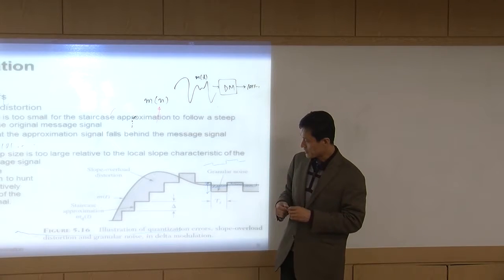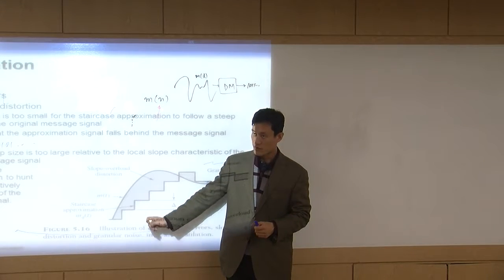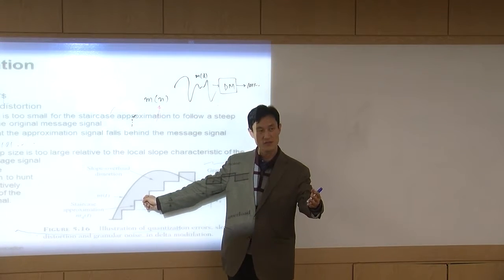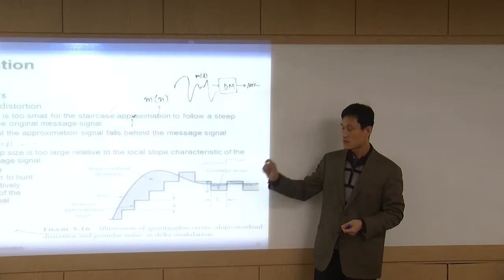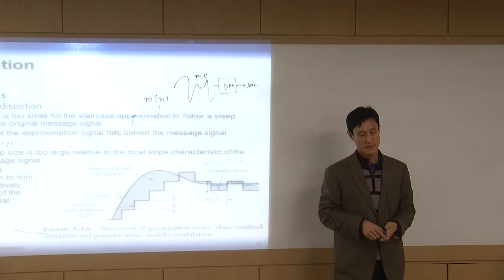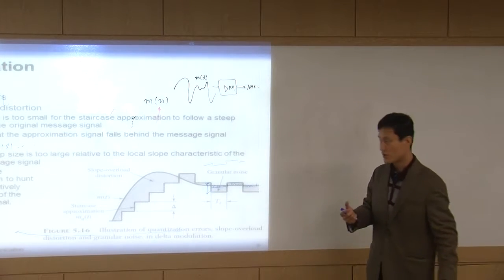So putting together, what you need to do is you have to make your sampling fast enough. You need a faster sampling clock. You also need a small step size. Okay, that's the best way you can do.